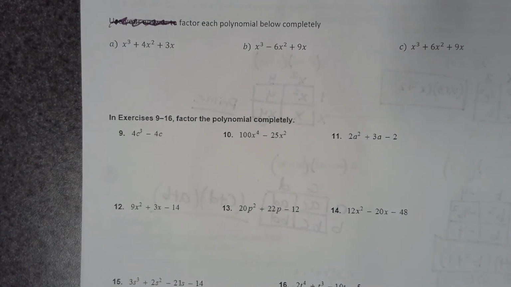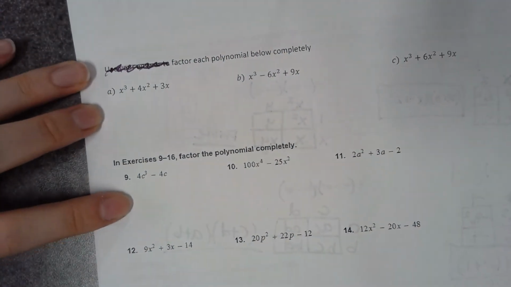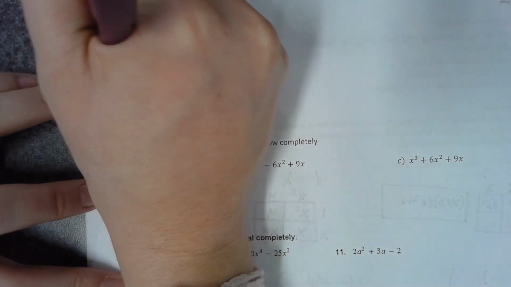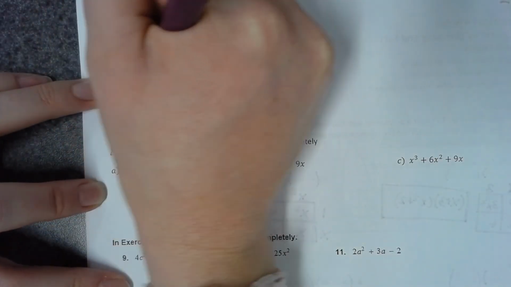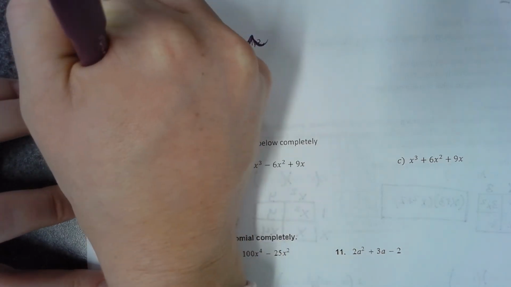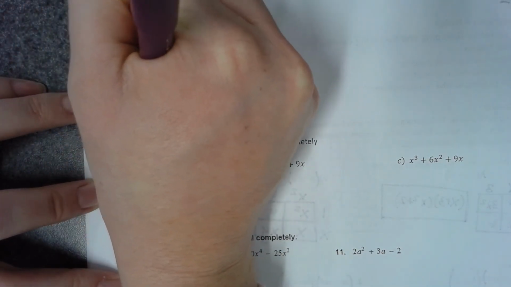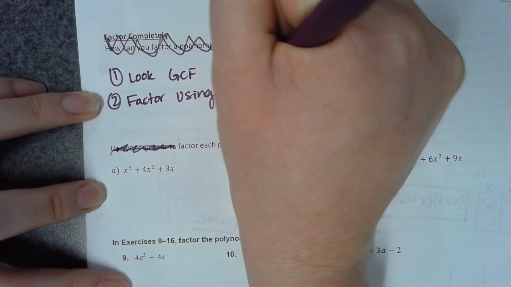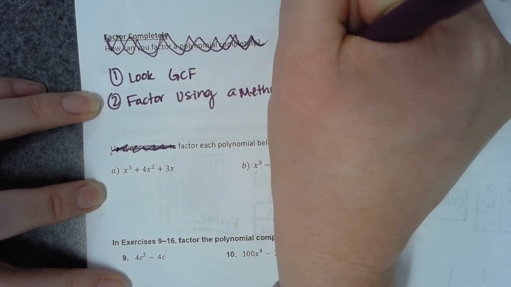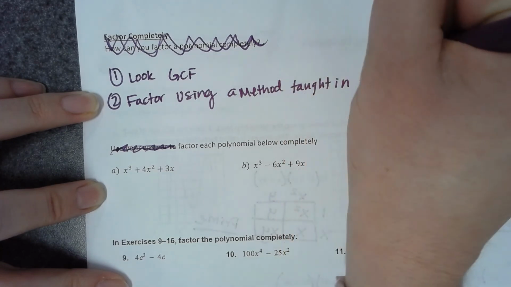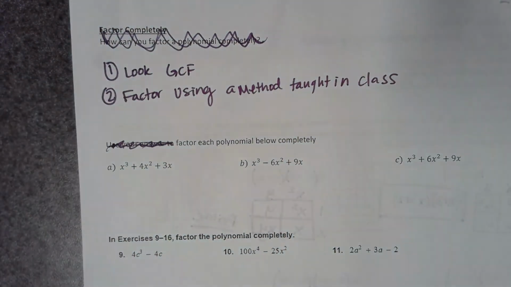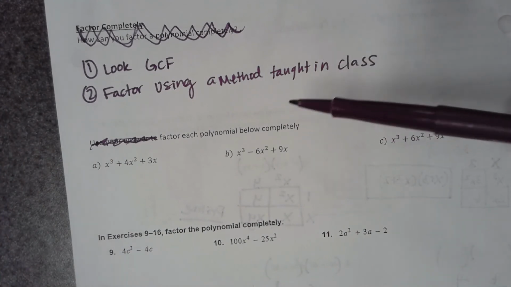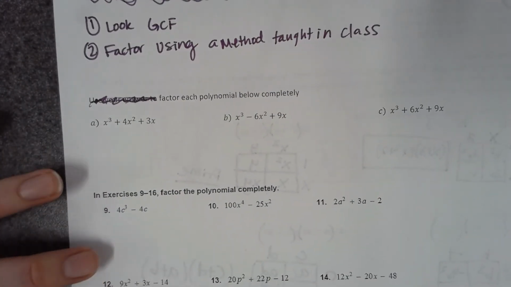So that's just finding the greatest common factor and factoring it fully. So I would say first you're going to look for the greatest common factor, and then second, factor using a method taught in class. Okay, so that's what you're going to do. Look for your greatest common factor and then factor using a method taught in class.